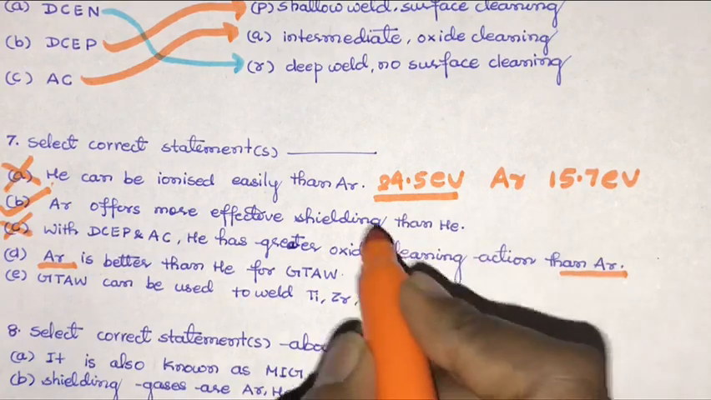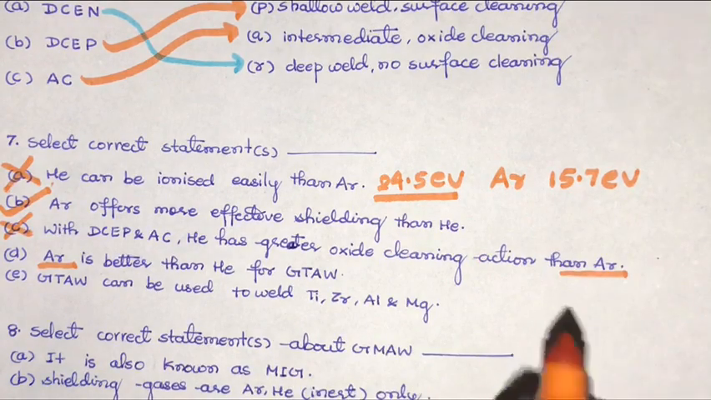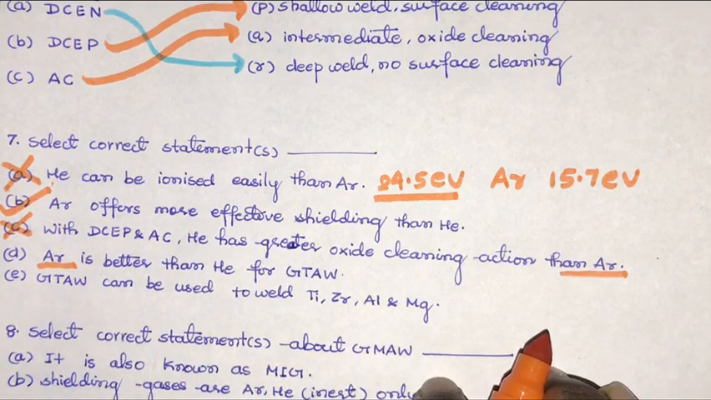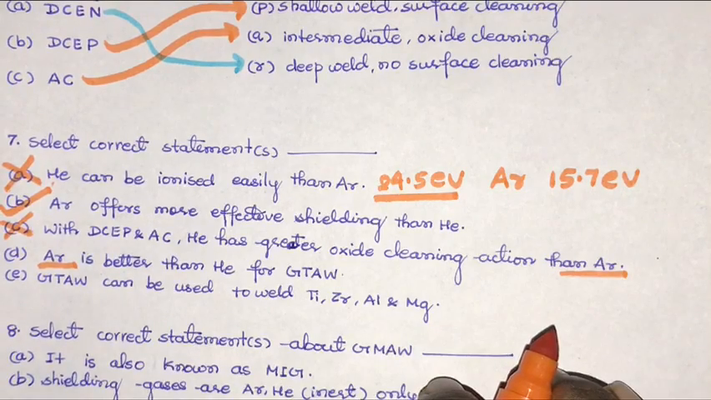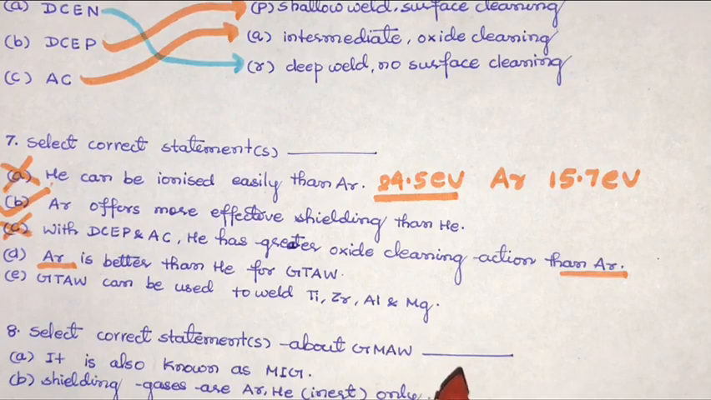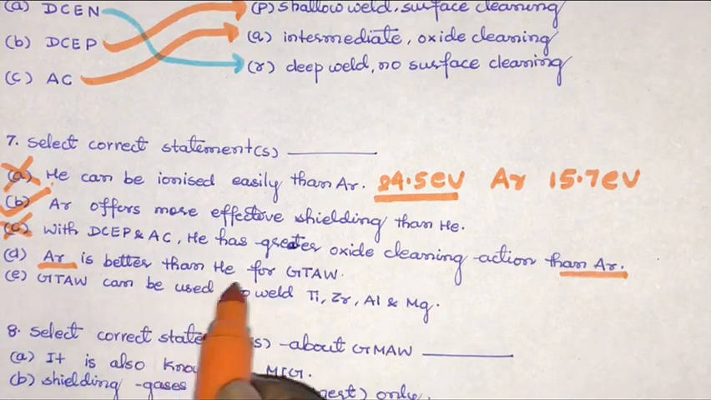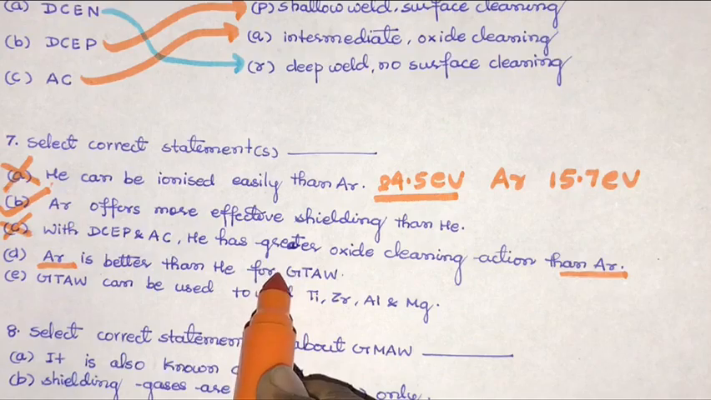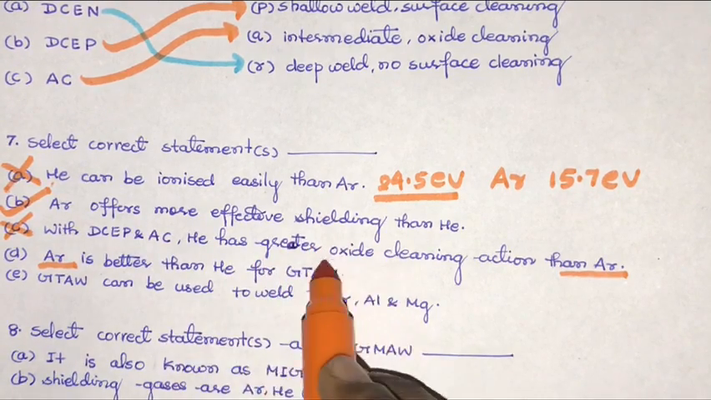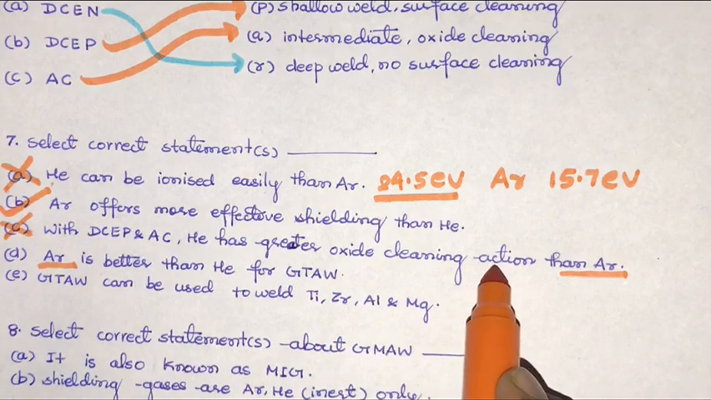These are: argon has low ionization potential, that is low ionization energy. Second, if the ionization energy is low, then there will be low voltage drop across the arc. So in case of argon, the voltage drop across the arc will be low as compared to helium. Again, more effective shielding will be done by argon because of its higher molecular weight, and it also has greater oxide cleaning action.